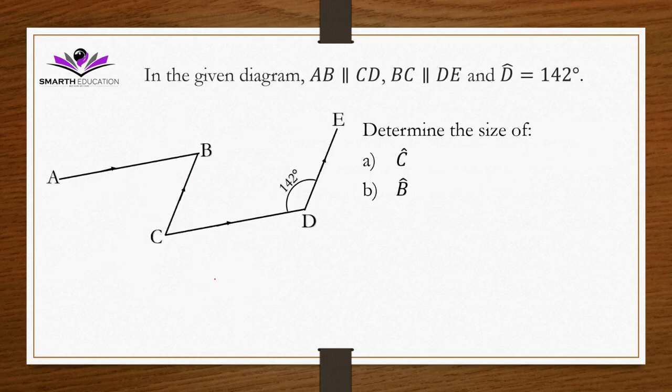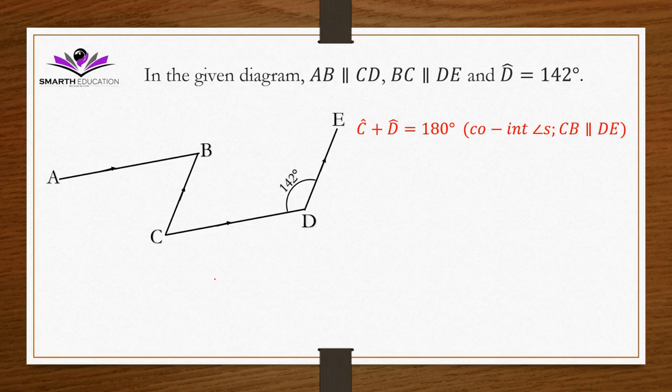Right. And then in the given diagram, AB is parallel to CD, and then BC is parallel to DE, and angle D is 142 degrees. Determine the size of angle C and angle B. You can pause the video here and try to find these two angles. Right, let's start with angle C.